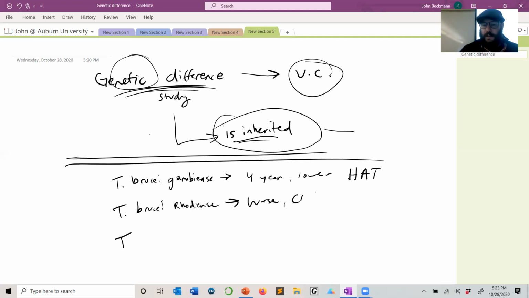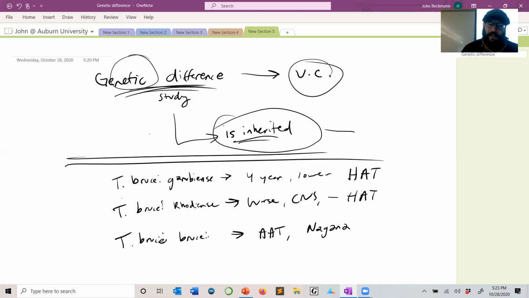It infects the CNS. It'll kill you in, I think I said like 3 to 4 months, maybe a month, something like that. And this one is also causing human African trypanosomiasis. And then there was T. brucei, which was the animal African trypanosomiasis, the Nagana.